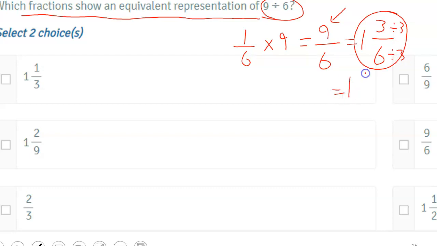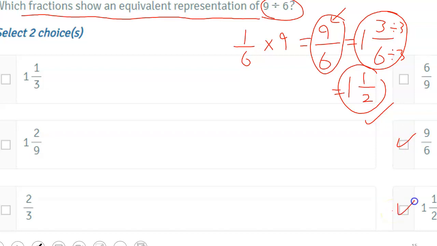3 divided by 3 equals 1. 6 divided by 3 equals 2. So the answer is 1 and 1/2. So this is the right answer and this is the right answer. So let us look for them. So here is the correct one and here is the other answer. Okay, so these answers are correct.